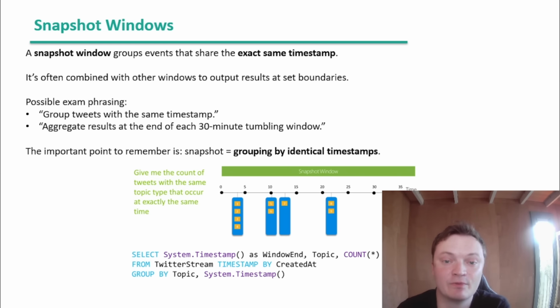And the final type of window function for the exam is a snapshot window. A snapshot window groups events that share the exact same timestamp. It is often combined with other window functions to output results at set boundaries. Possible exam phrases would be group tweets with the same timestamp, or aggregate results at the end of each 30-minute tumbling window. An important thing to remember is that a snapshot is grouping by identical timestamps.